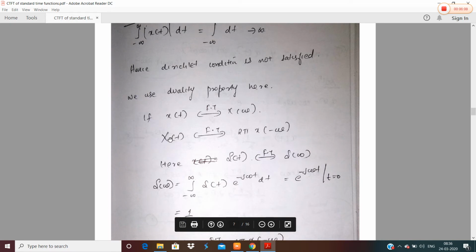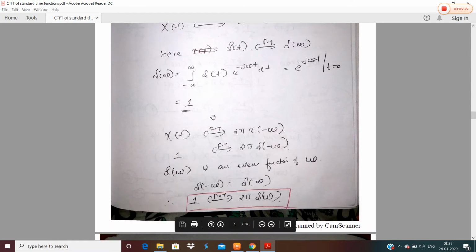So you have to use the second section of the duality property. That is, X of omega is equal to 1. Here x means delta. Hence delta of t will also be equal to 1, because this is not a function of omega. It is just a constant. So if X of omega is equal to 1, then actually capital X of t will also be equal to 1.